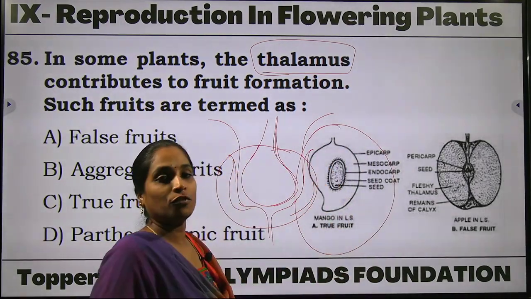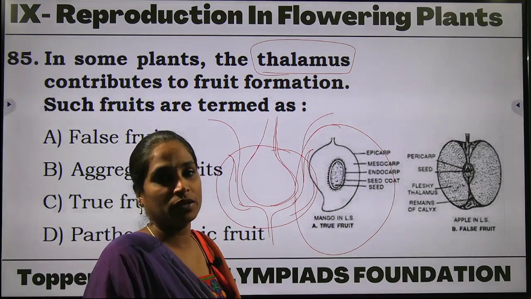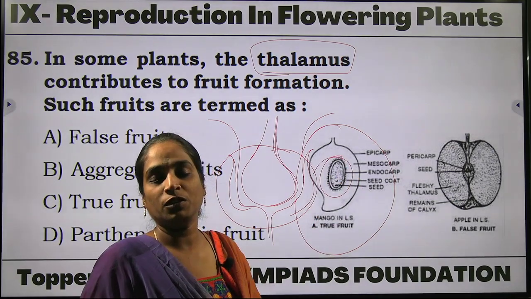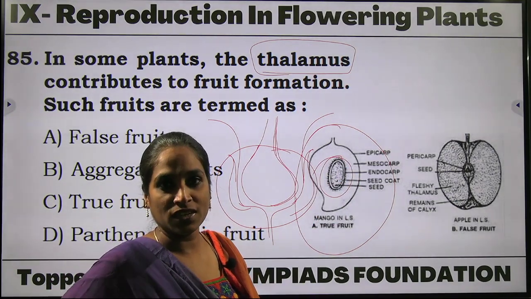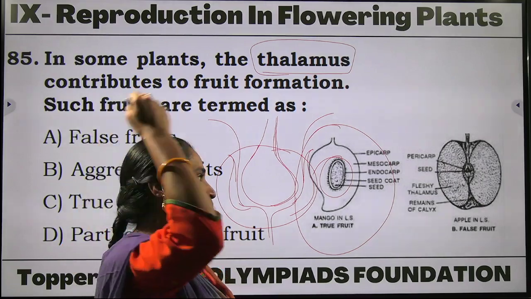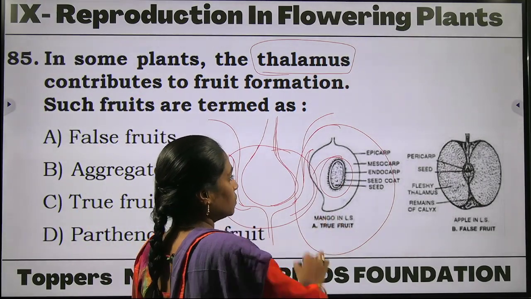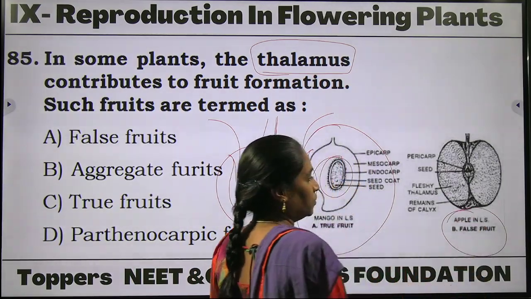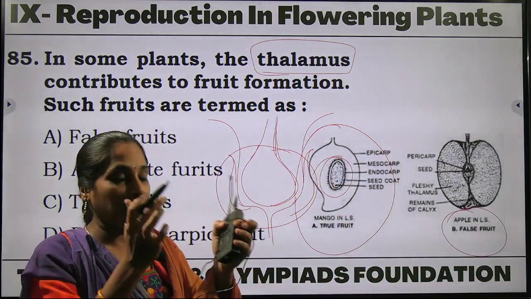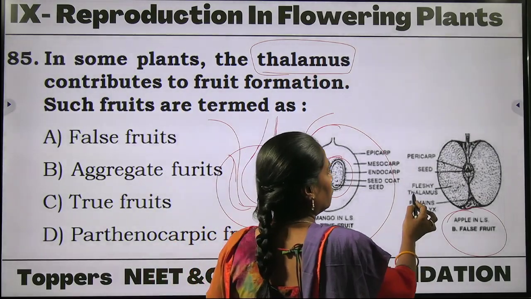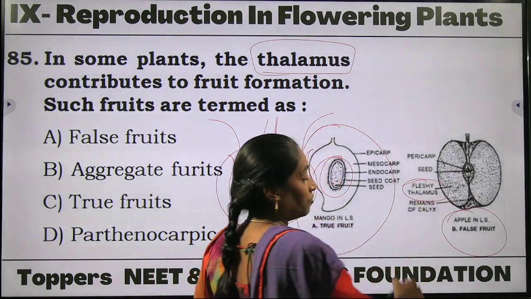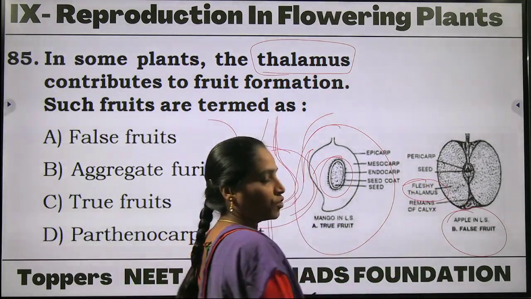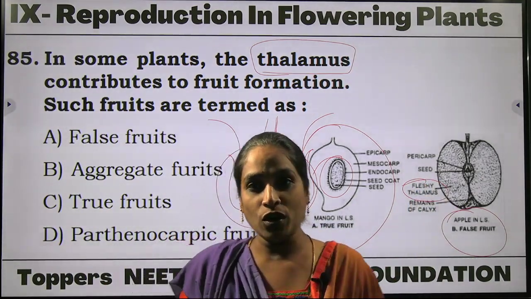Okay, the mango fruit, the fleshy fruit, is formed by the development of the ovary. So the fruit develops from the ovary. That fruit is considered a true fruit. Now consider one that is not developed that way, for example the apple. If we see the apple fruit, the fleshy part is developed from the thalamus. Fleshy thalamus. Okay, so that is the reason the apple is one example of a false fruit.